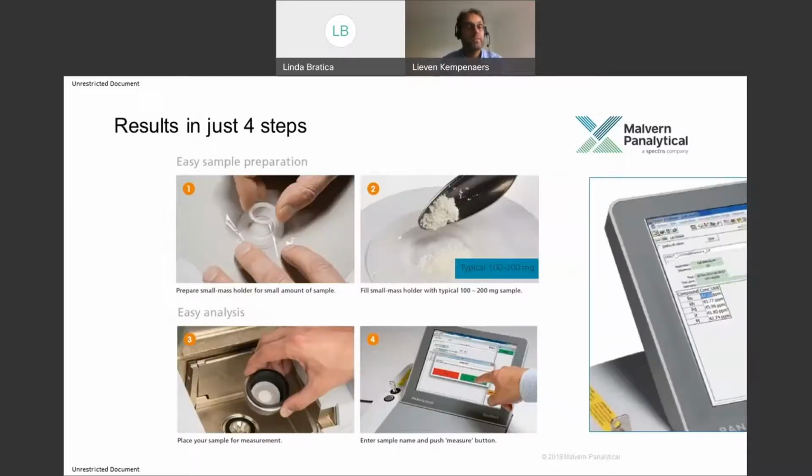And also here, the procedure is very simple. Also in this case, we use only 100 milligrams of sample, made a disposable cup and put it in the instrument. That's picture 3 over here in the instrument. And then with the touchscreen, type in the name of your sample and push the go button, measure button. And then in this case, after 10 minutes, you receive the elements and the concentration.